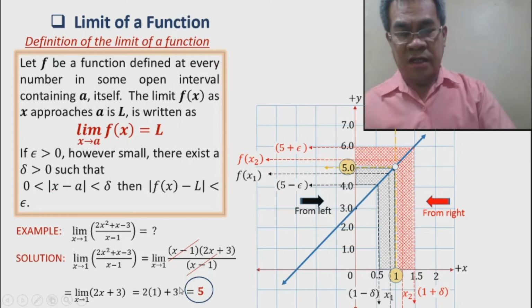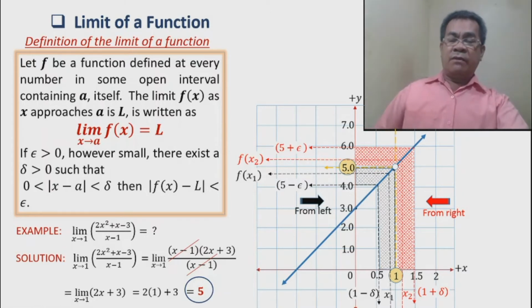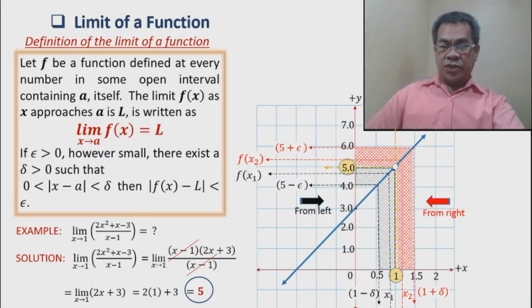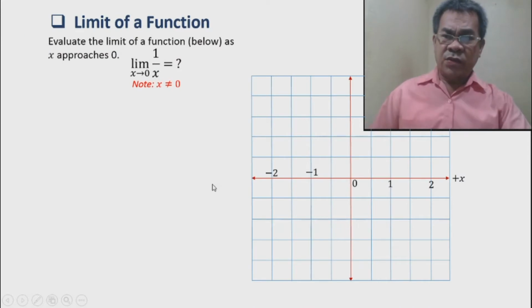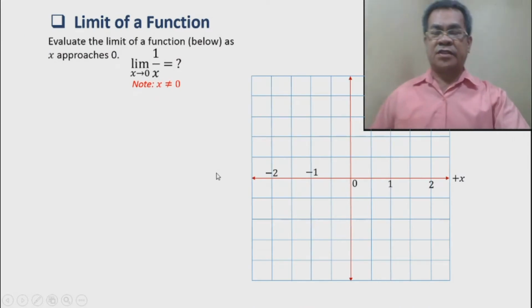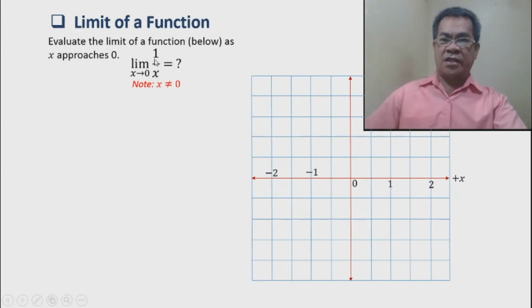So in solving problems about limits, we have to use this process. Now, before we proceed to the theorems of limits, let's have another example. Suppose I have another function. The function is 1 over x, and we are about to evaluate the limit of 1 over x as x approaches 0.